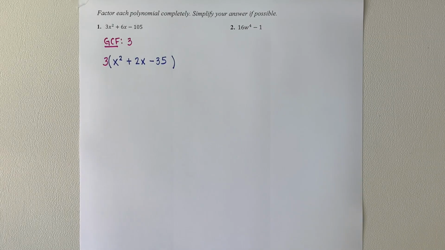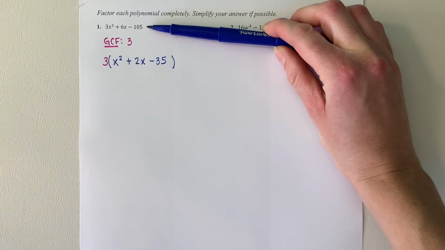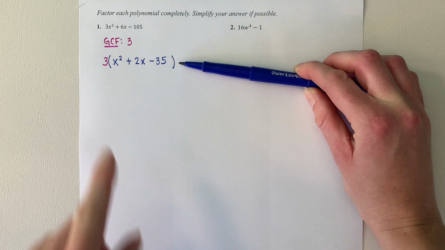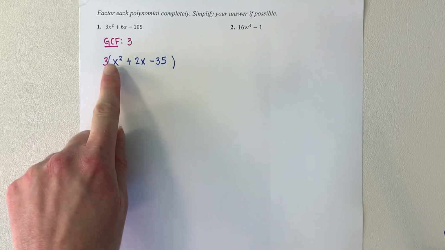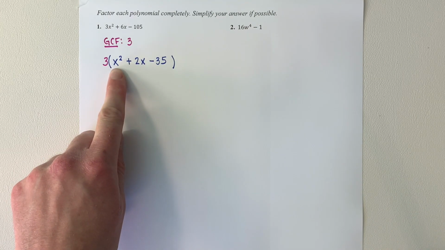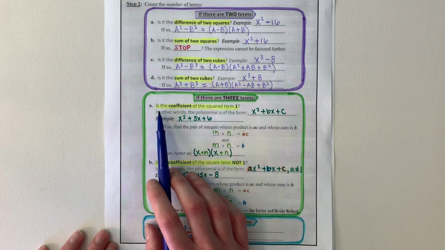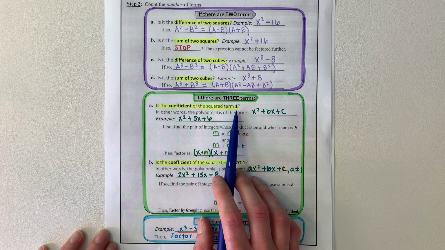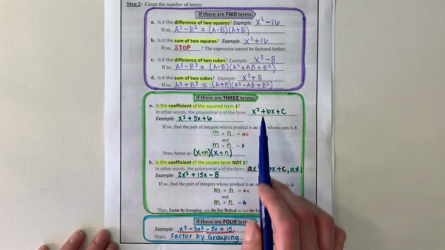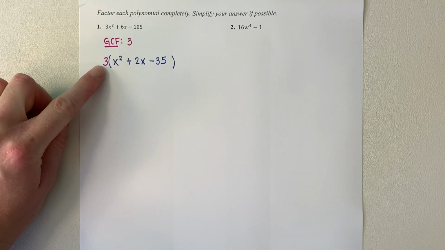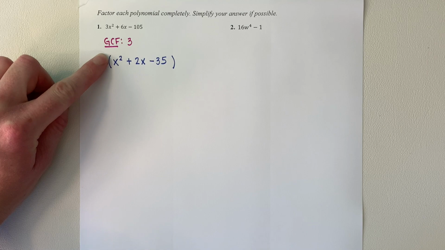Now, when you're determining if the coefficient of your squared term is a 1 or not, do not look at the original problem. You want to look at the expression with the GCF factored out. So we're looking at this expression here, and we can see that the coefficient of the squared term is 1. So we have an expression involving 3 terms, and the coefficient of the squared term is 1. Therefore, we're going to follow these steps right here. And while we need to make sure to include the GCF in our final answer, we can ignore the GCF for the time being as we focus on factoring this trinomial.